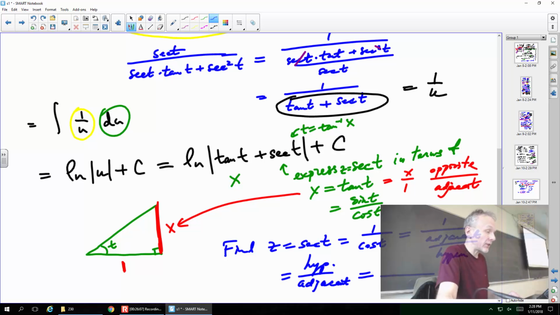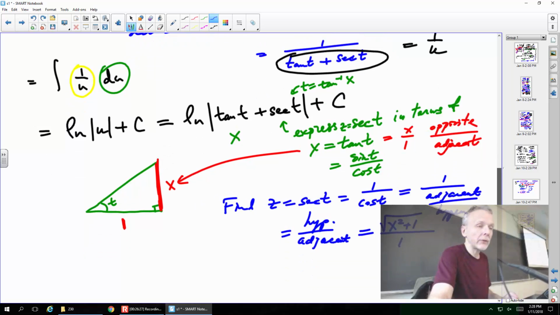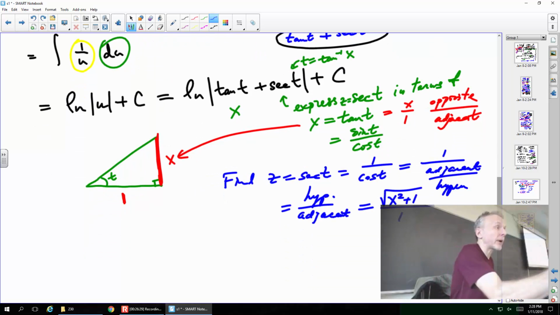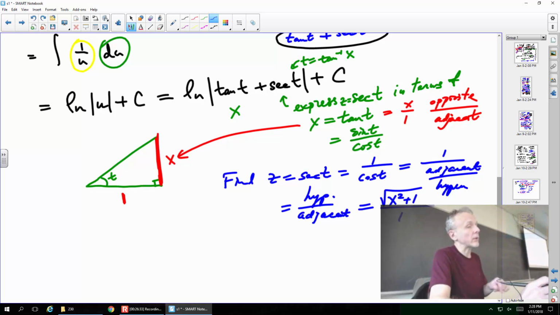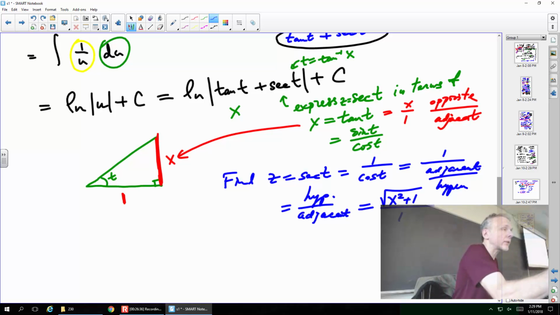The adjacent is 1, and the hypotenuse is the square root of x squared plus 1 squared. So that does it. We have found secant as a very nice expression: z equals the square root of x squared plus 1 over 1, and we just plug it back into my equation. So I continue on.